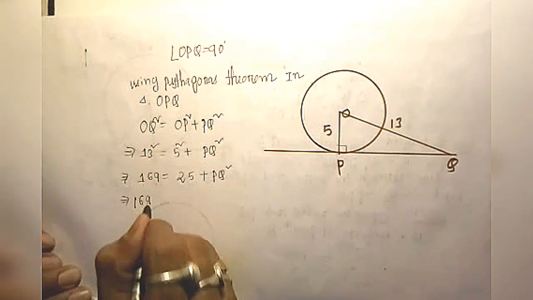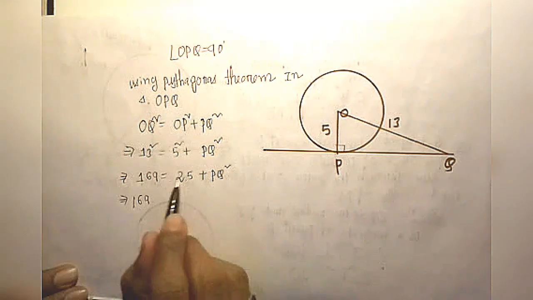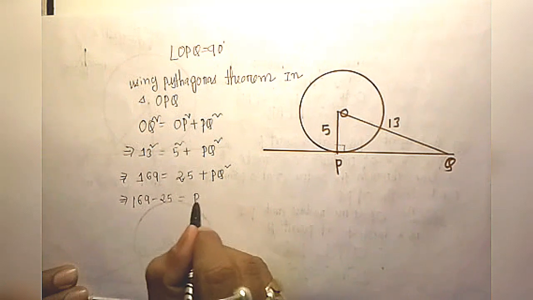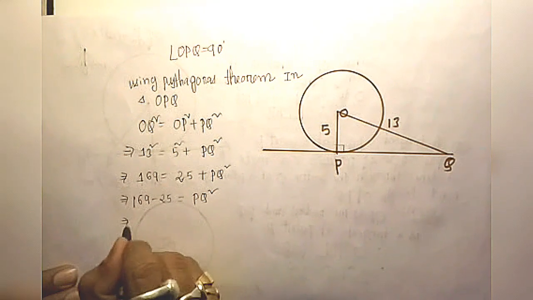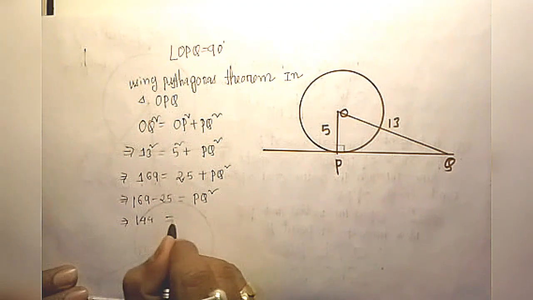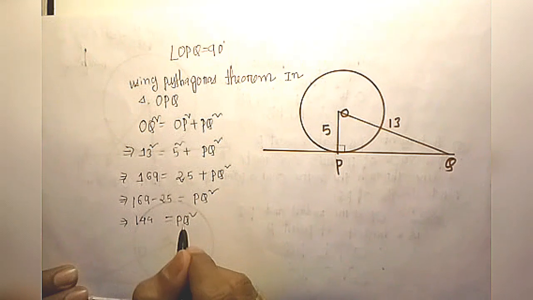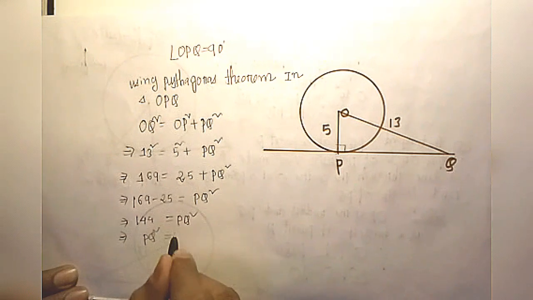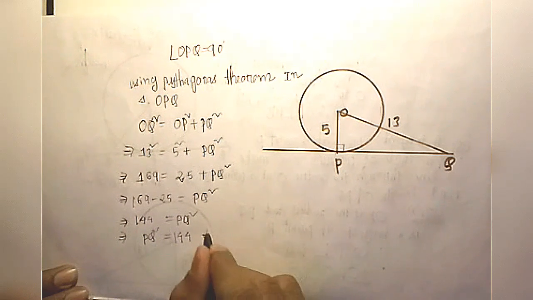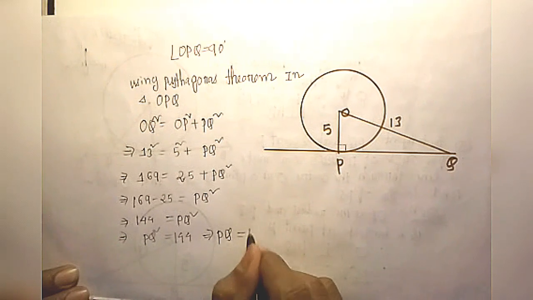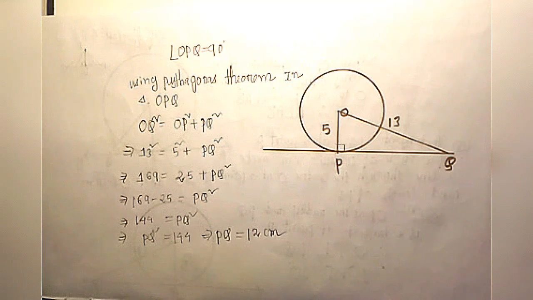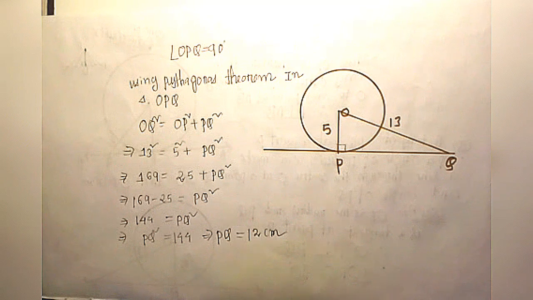Transposing 25 to the left hand side, 169 minus 25 equals PQ square. So 144 equals PQ square, which implies PQ equals 12 centimeters.